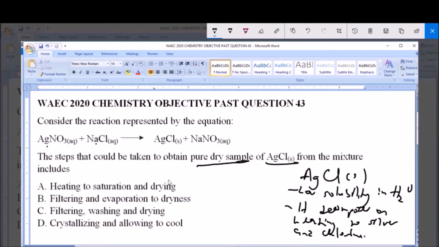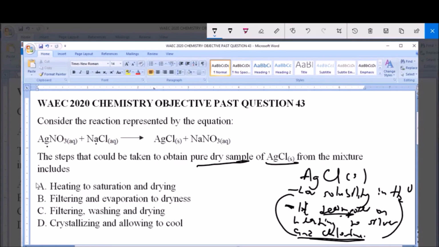Now option A says heating to saturation and drying. Now we said it decomposes on heating, so it's a salt that decomposes on heating and it cannot be subjected to heating to saturation and drying, because that would decompose the salt, the silver salt.